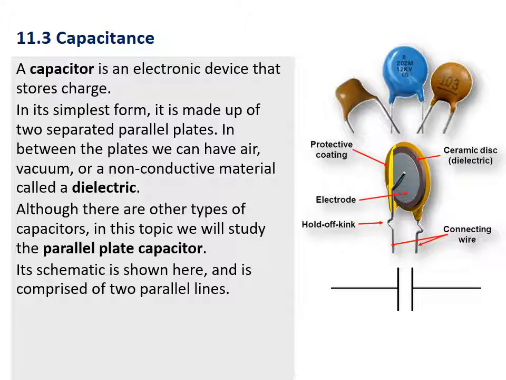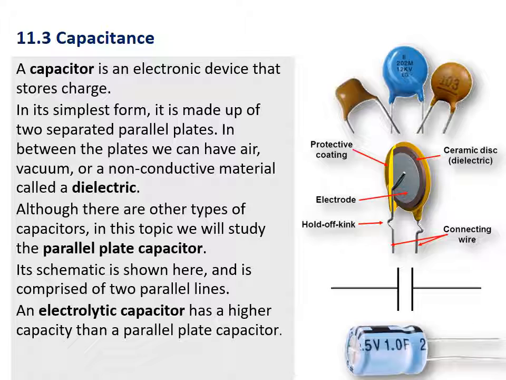A schematic of a capacitor is shown. It's comprised of two parallel lines. Hey, that looks a lot like two parallel plates. An electrolytic capacitor has a higher capacity than the parallel plate capacitor. So that's another type. Electrolytes are in solution, but we don't focus on that for this level of physics.